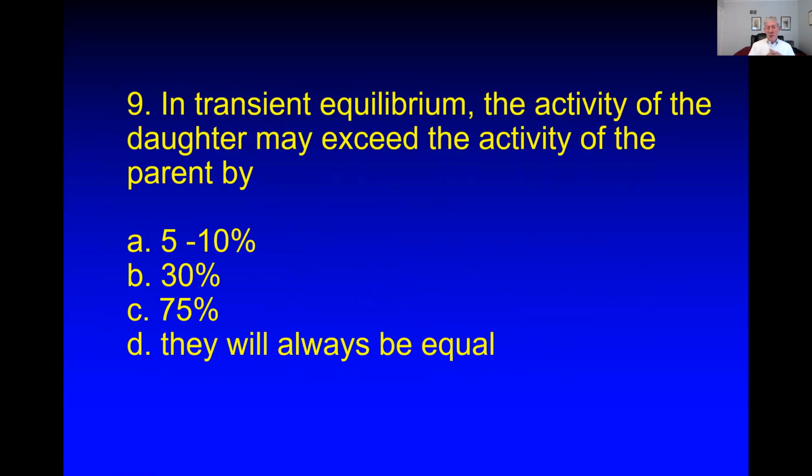Okay. In transient equilibrium, it's possible for the activity of the daughter to exceed the activity of the parent by how much? I mentioned last week that in some cases where the half-lives are fairly close to each other, you can actually get about 5% higher daughter activity than that of the parent. We don't see it commonly, but it certainly can occur, and you should know it's about 5%.